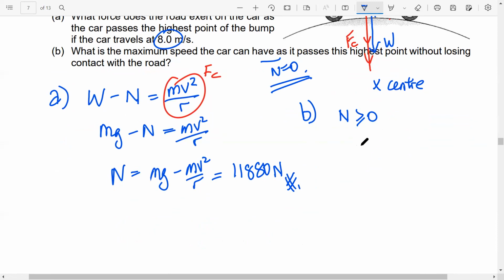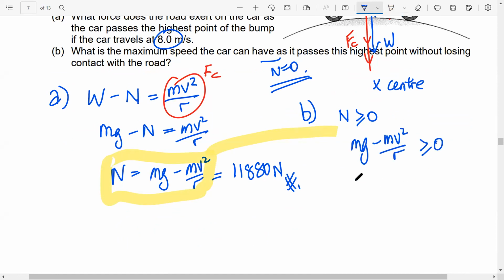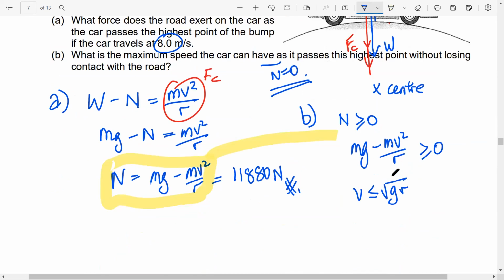Okay. So for N greater than or equal to 0, we know that if you make N the subject, it's going to be this. So mg minus mv squared over r is greater than or equal to 0. Rearranging, v is less than or equal to the square root of gr, which is the square root of 9.8 times 20. After that square root, you'll get v less than or equal to 14. So the max speed is 14.